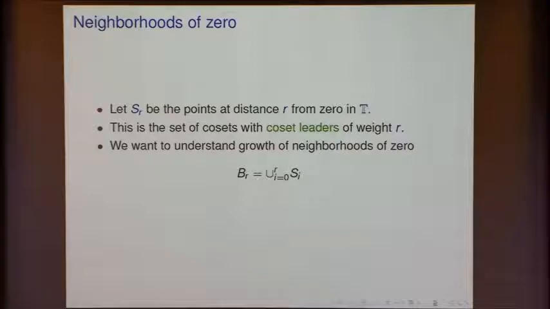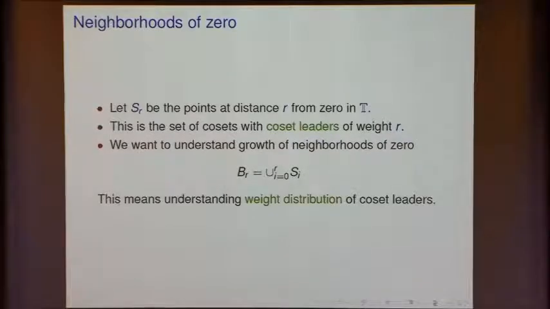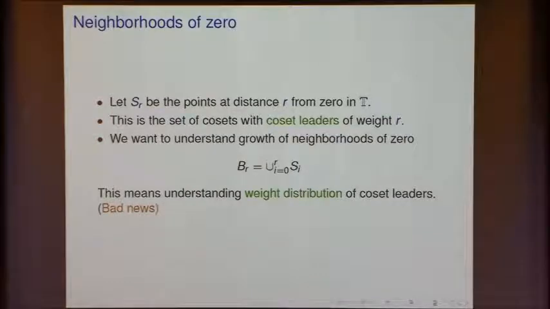And we want to understand how fast these metric balls around 0, the unions of the spheres, grow. Right? So we want to know how many cosets, how many points we have on each sphere. And this is known in coding theory as understanding the weight distribution of coset leaders. How many points of each weight do we have in this torus? And unfortunately, this is a notoriously difficult question in coding theory. Understanding the weight distribution of coset leaders, even for some simple subspaces, some simple codes, is very difficult.